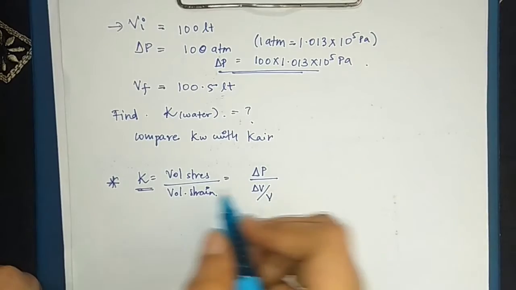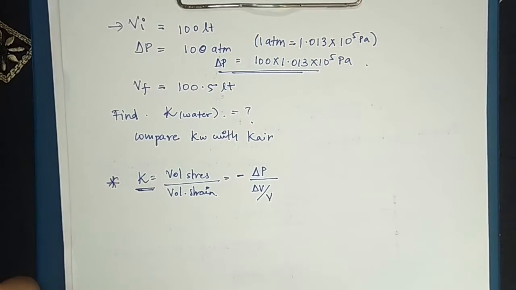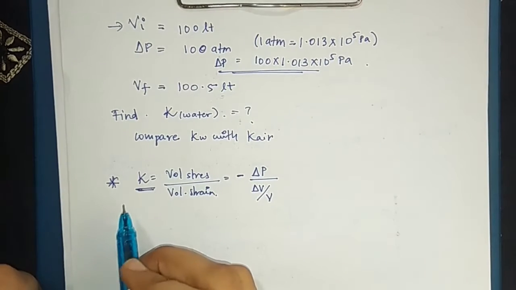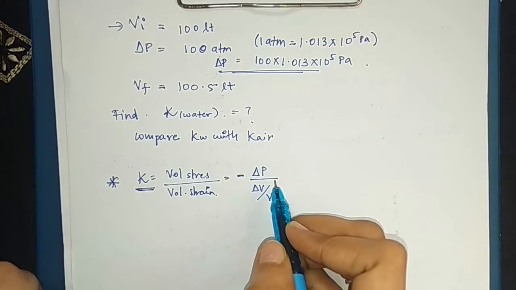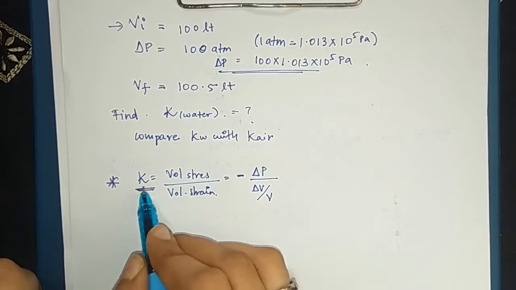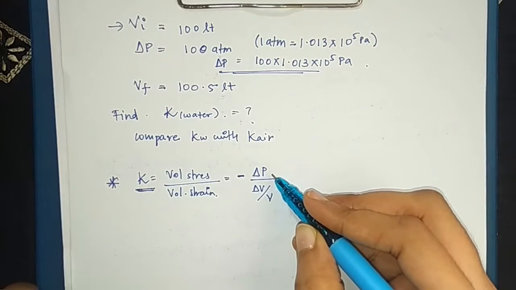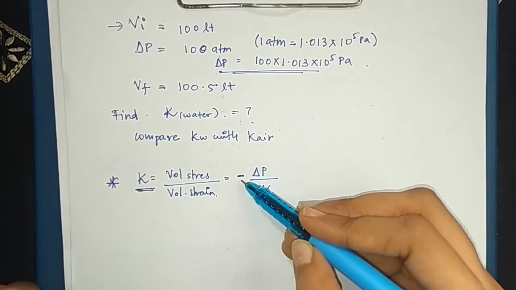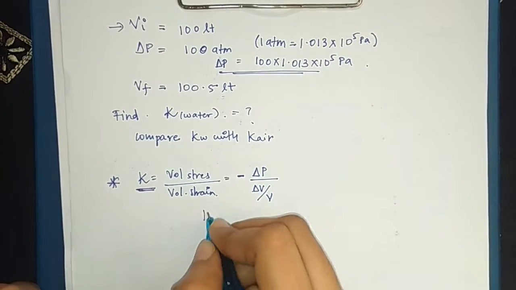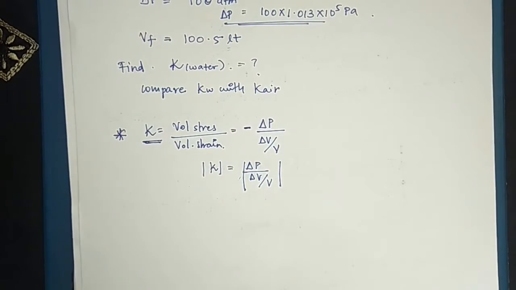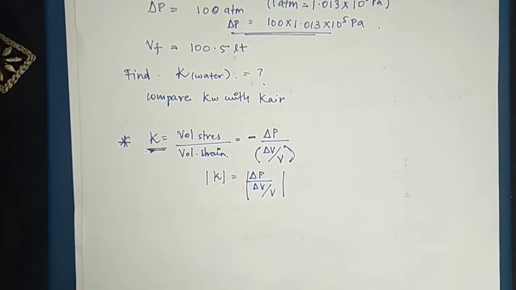Because bulk modulus is a positive quantity, to avoid that negative sign of the bulk modulus, we put a negative sign in this formula. So that the bulk modulus is a positive quantity, and the decrease in volume due to change in pressure is compensated by this negative sign. So just take the mod of the formula and calculate the further things.